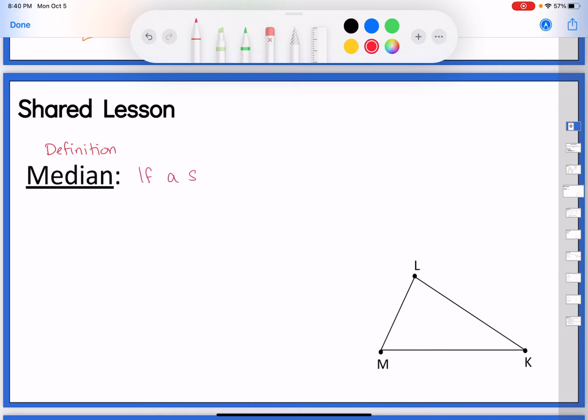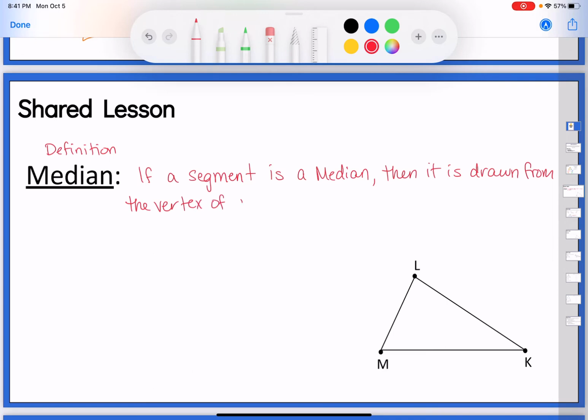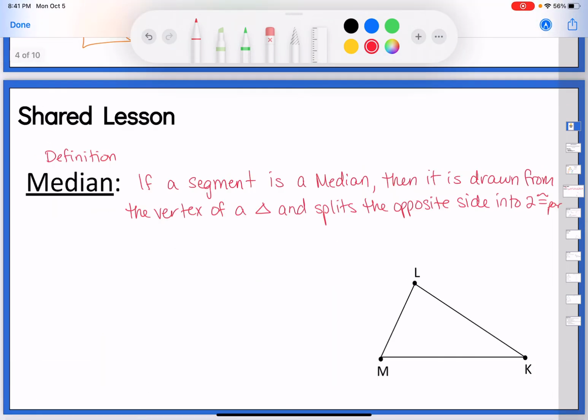If a segment is a median, then it is drawn from the vertex of a triangle and splits the opposite side into two congruent parts.